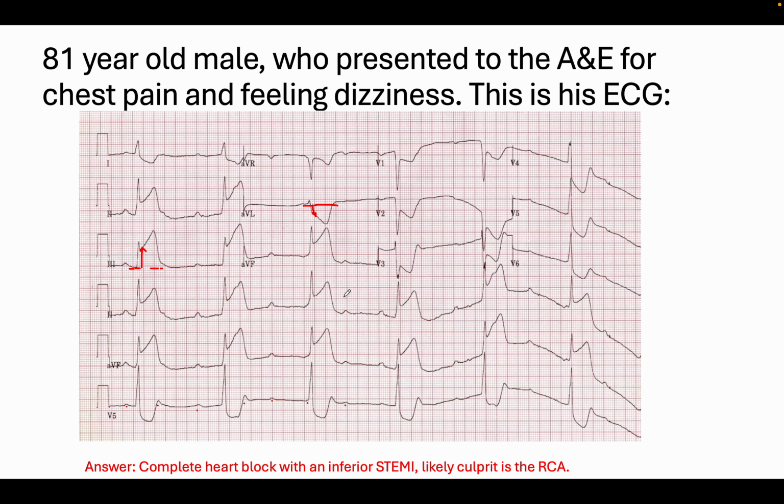So a complete heart block with ST elevation in inferior leads, suggestive of an inferior STEMI with reciprocal changes in other leads. And this is the right coronary artery. So remember what I said earlier in the anatomy part of this lecture, that the right coronary artery gives off branches to the conduction system of the heart. If it's blocked, the sinoatrial node might not be working, and also the atrioventricular node might not be working. In this case, the AV node is not working, and that's why we have complete heart block.